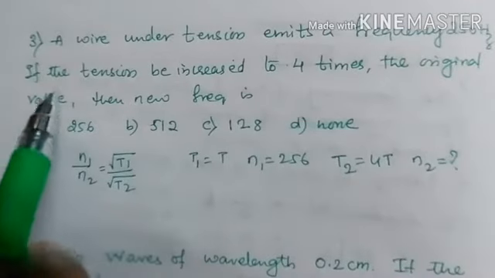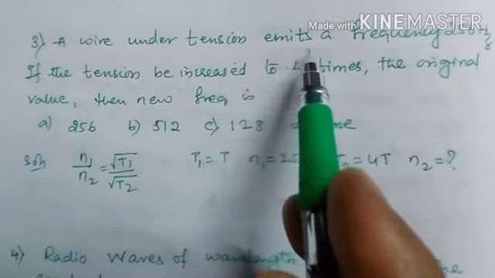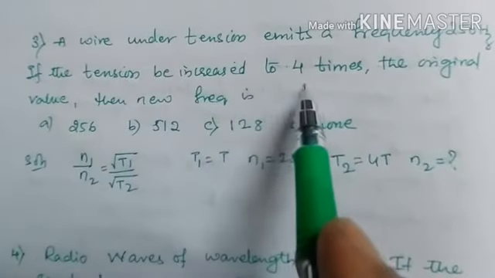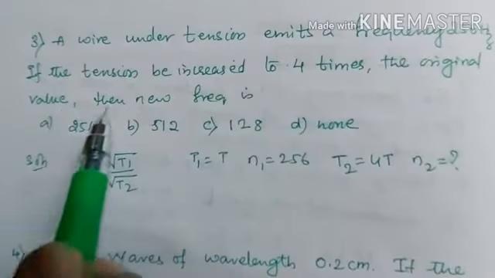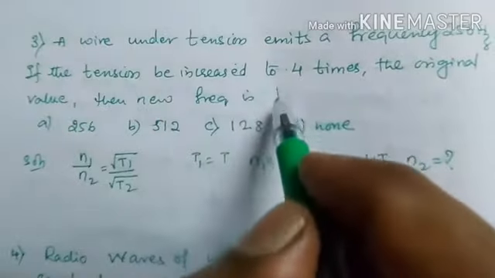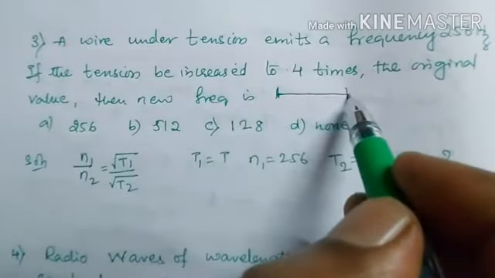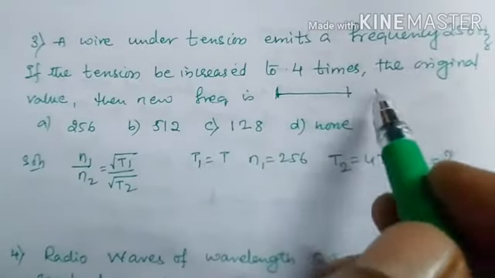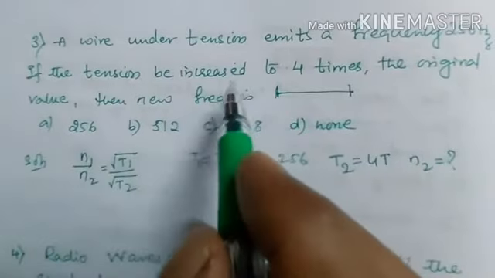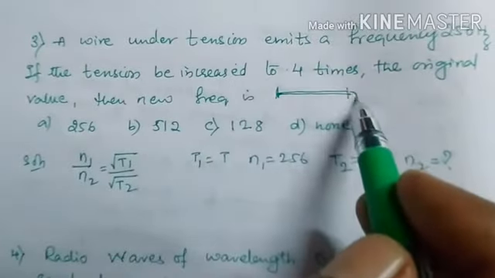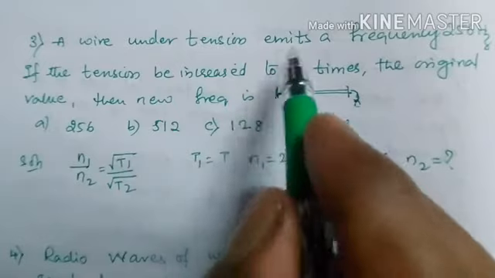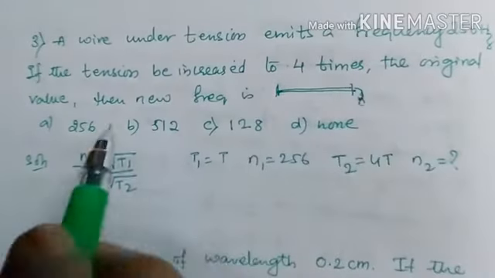Now for the third problem, a wire under tension emits a frequency, f is given as 256. If the tension is increased to 4 times the original value, then what is the new frequency? Now we have to understand this. A wire is taken like this, and it is under tension here. The tension is brought about by the weights, depending on how much weight you put over here. Now if the tension is increased by 4 times, then what is the new frequency?